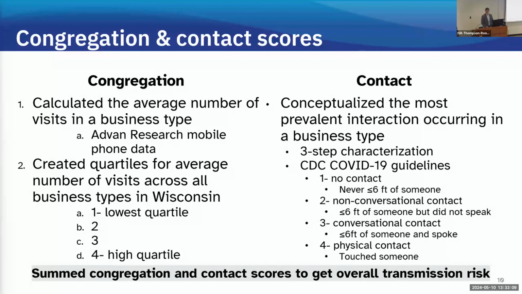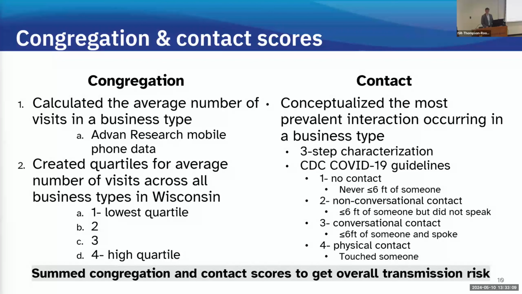For these specific scores, congregation was derived by calculating the average number of visits in a given business type, and we used Advan Research mobile phone data to calculate this, where we could get pinpoint locations of travel for individuals. Then we created quartiles for the average number of visits across all the business types in Wisconsin, where 1 indicates the lowest quartile, the business types with the lowest average number of visits, and 4 was the highest quartile.